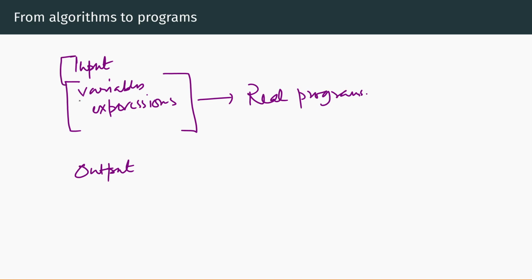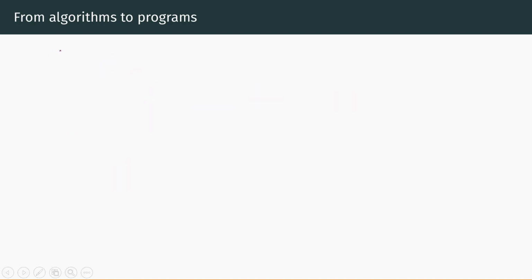Okay, so input, some processing here, and output. So what we will do now is use these three things that we have learned to go from algorithms to programs. Okay, and what I want you to do is remember the algorithm that finds the average of three numbers. Okay, remember what the algorithm was.